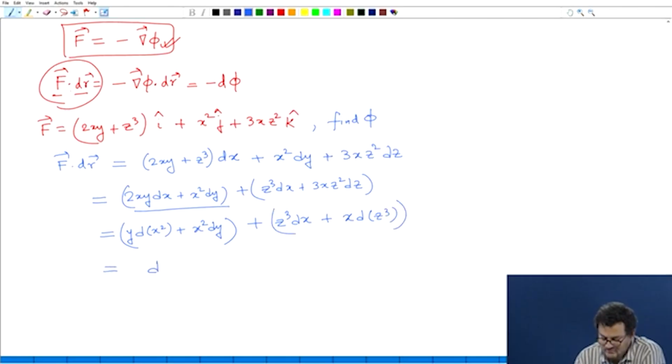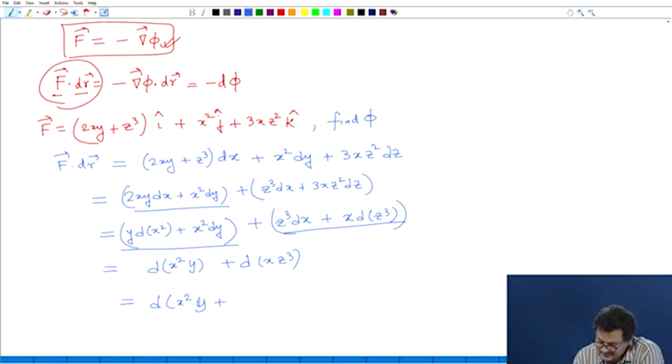Then I know the formula y dx plus x dy is d of xy. So, here it will be d of x square y, and the same thing here, it will be d of x z cube. So, it will be d of (x square y plus x z cube), and hence phi will be equal to minus x square y plus x z cube plus some constant of integration.